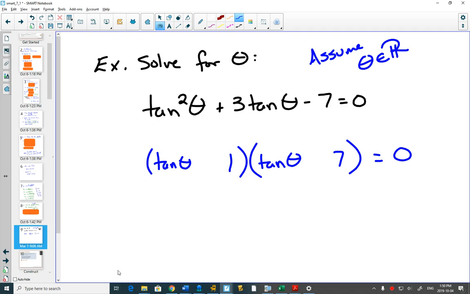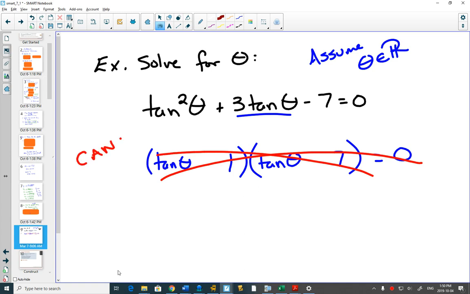Now when we try to do our plus signs and minus signs, does the outside and the inside ever make 3 with 7 and 1? No. So at this point, we find out it can't be factored. What did you do in grade 11 when you were trying to solve an x squared equation like this, x squared plus 3x minus 7 equals 0?